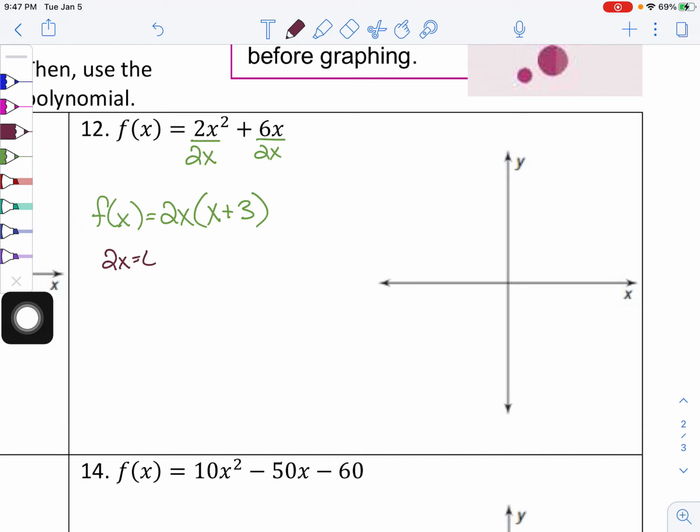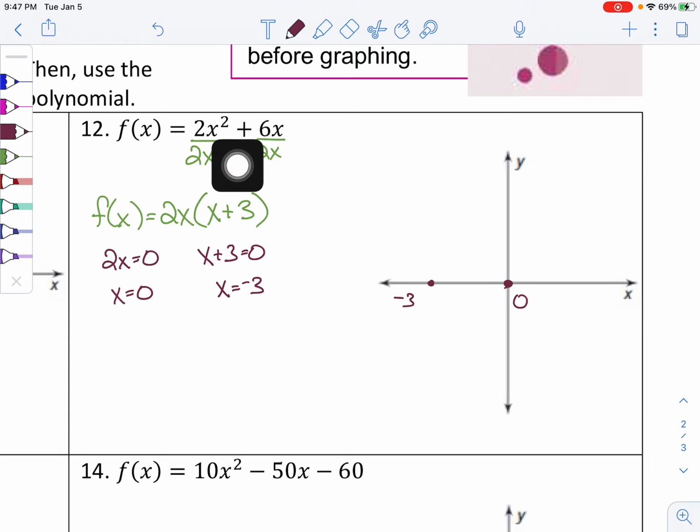I am going to take each factor equal to 0, and I am going to solve for my zeros. So x is equal to 0, x is equal to -3. So you've got 0 here. I'll call that 0. We've got -3 here. Okay. Now, this is a quadratic function with a positive a value. So this is that U-shaped parabola graph. So make it parabolic. All right. So it looks something like that.